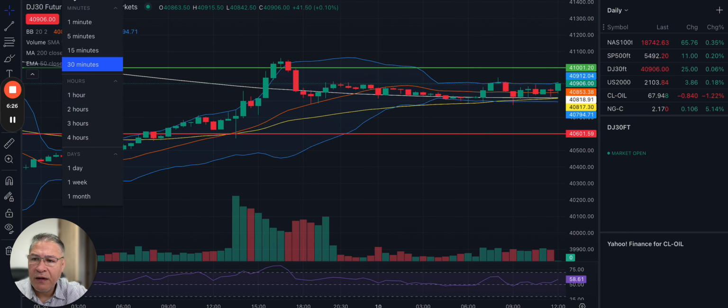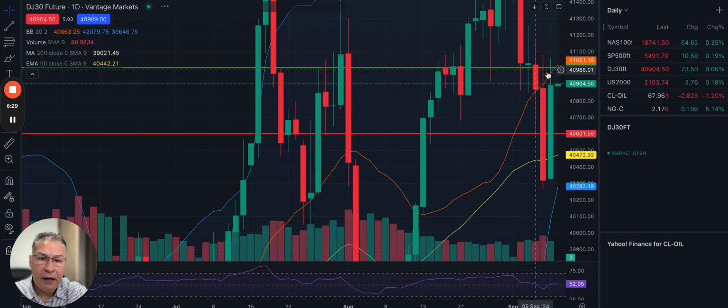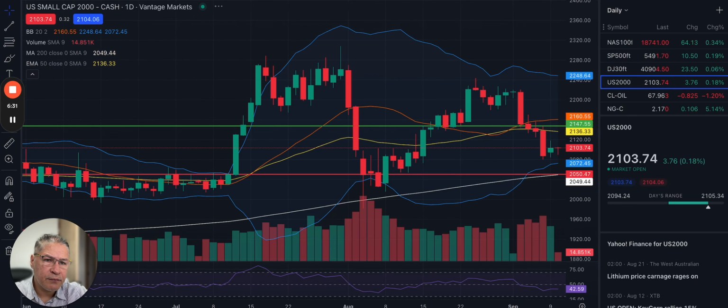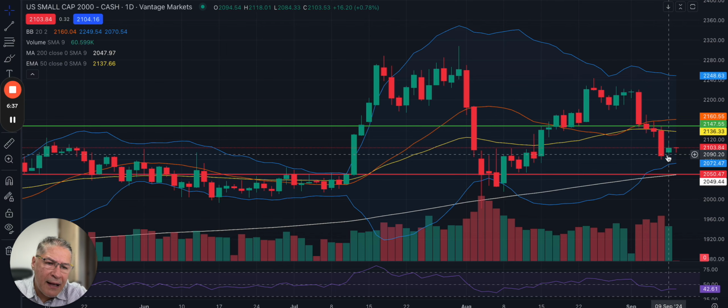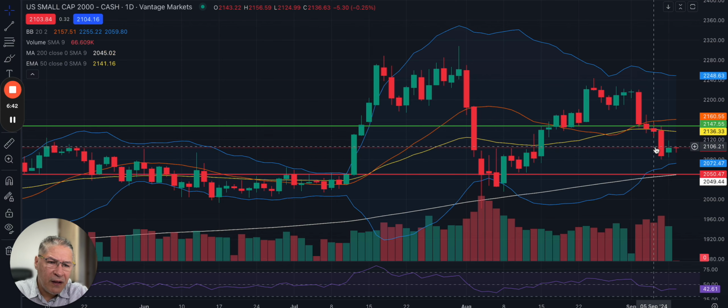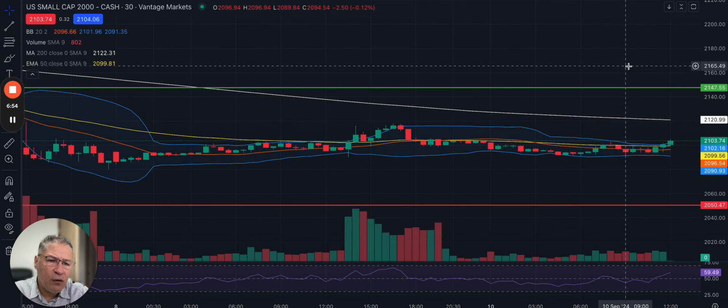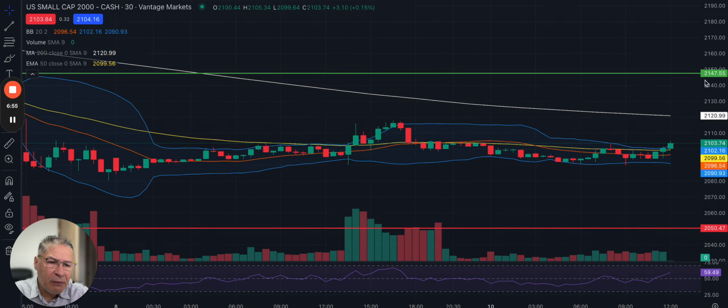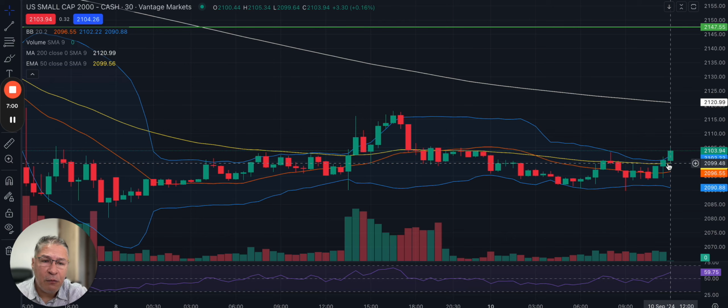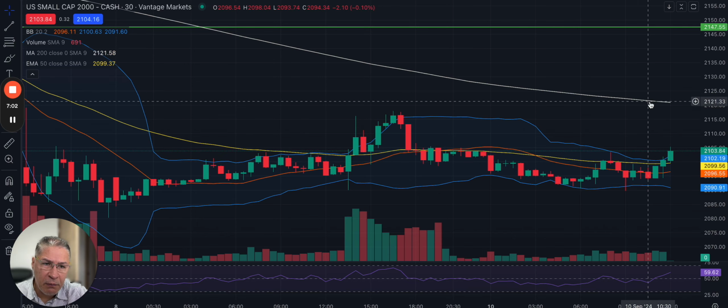Let's go back to the 1 day and take a look at the Russell. Yesterday the Russell had a very, very modest day. Today it's just trying to sustain and maintain itself within yesterday's range. So that's on a daily. Let's take a look at the 30-minute and see what we can digest out of that. In the 30-minute chart, we're seeing how the Russell is bouncing off the 50-day moving average. The 200-day moving average is way above it.